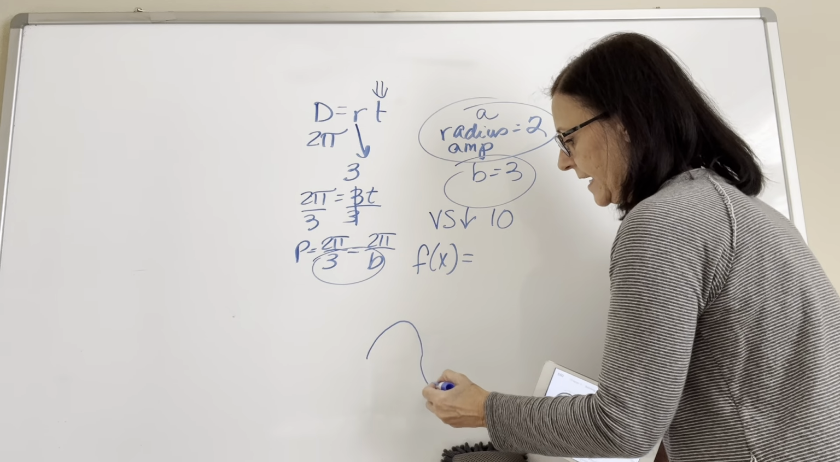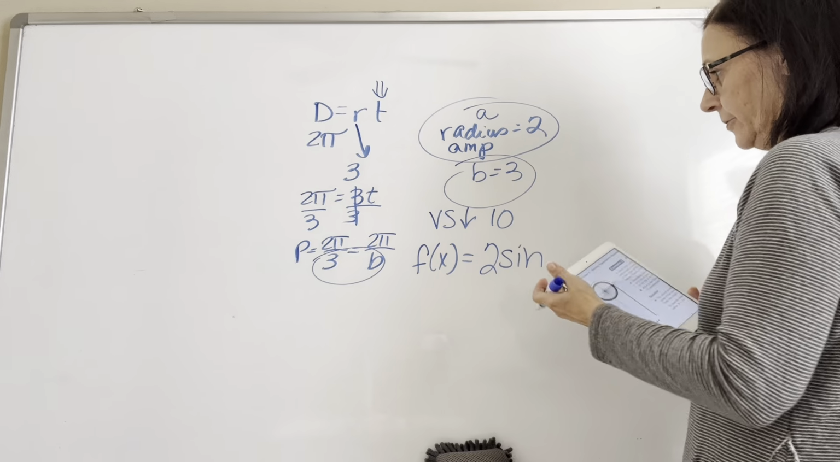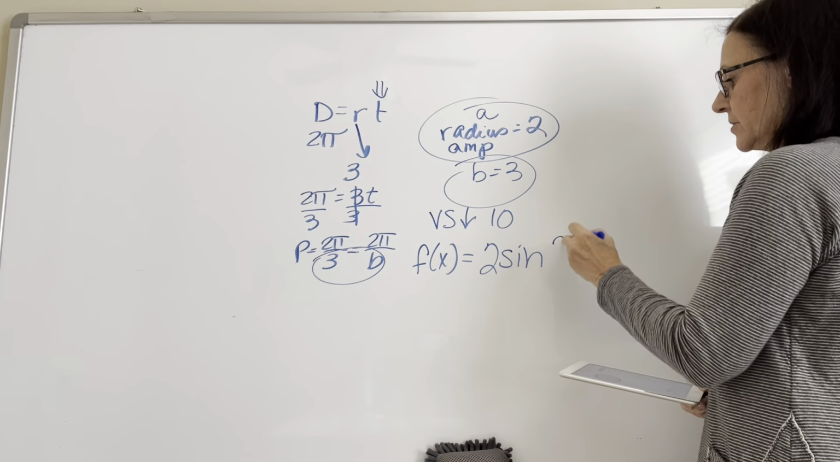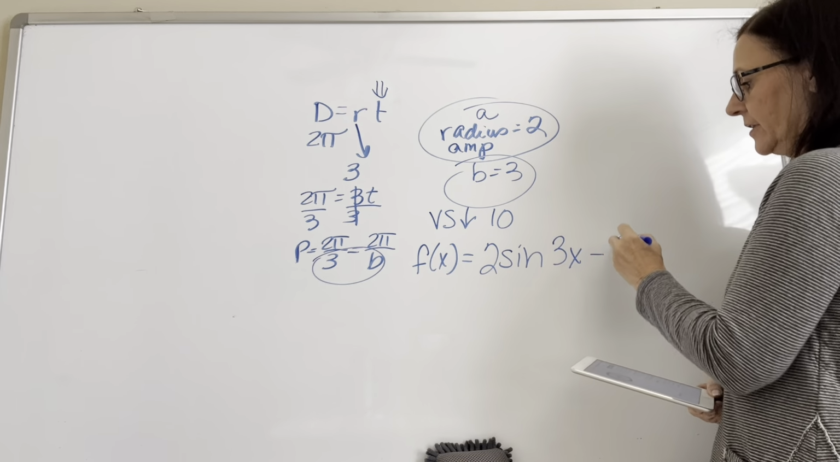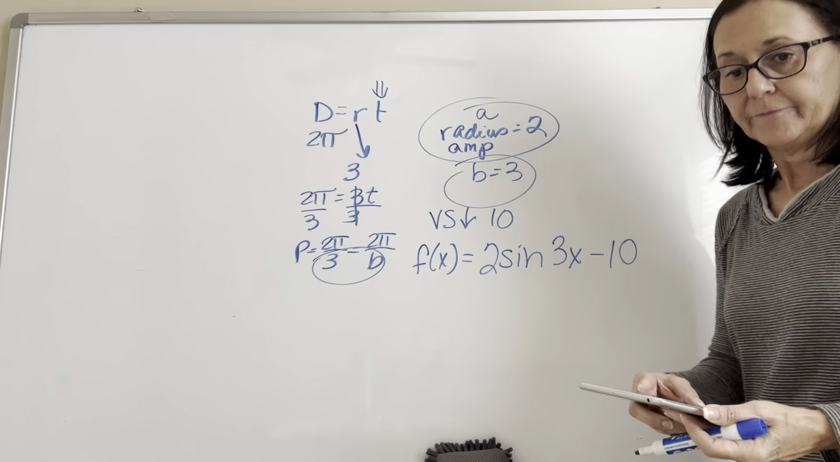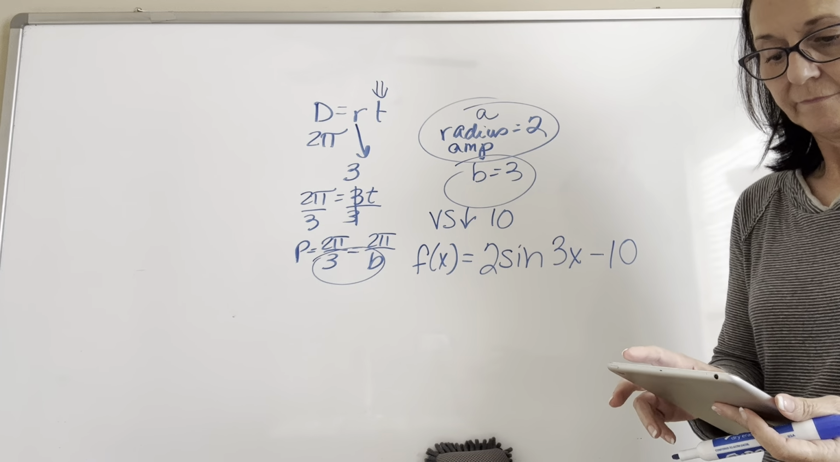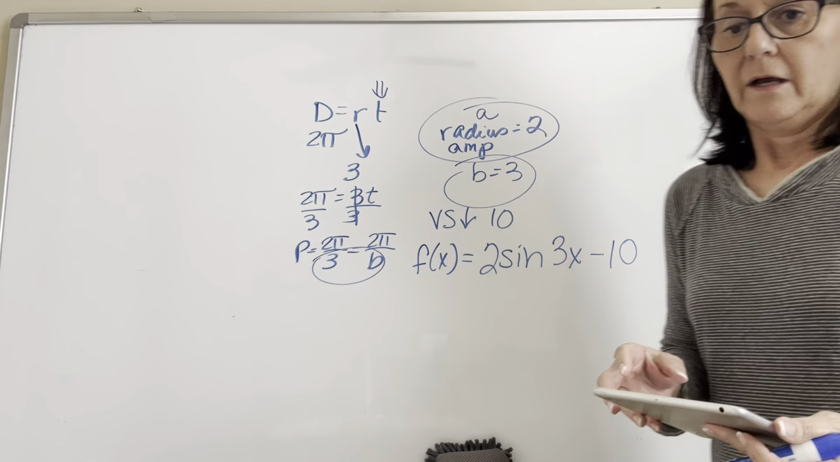So it's the sine. The amplitude is 2. My b value is 3. It's going to be 3x. It's vertically shifted down by 10. All right, so that's A. Because it says find a function that describes the y-coordinate of the tip of the rod. That's why we're vertically shifted down.